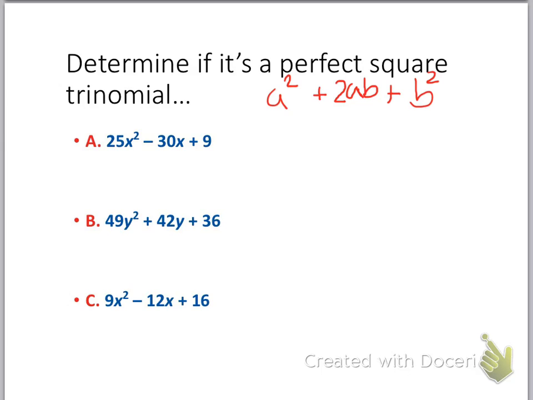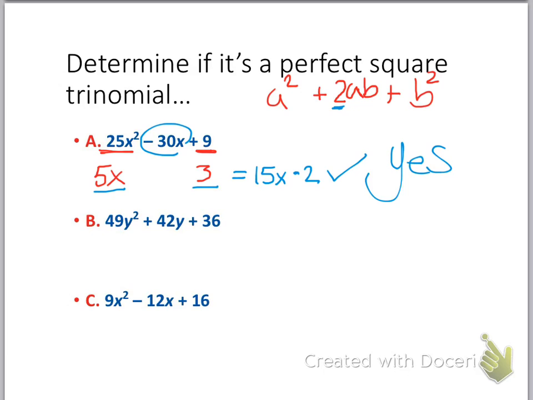So the first thing we're going to do is check. Is this a number squared? Yes. It's 5x squared. Is this a number squared? Yes. It's 3 squared. Now we have to check the middle part. Is 5x times 3 times 2 this number? It is. Okay, so that means this is a perfect square trinomial.